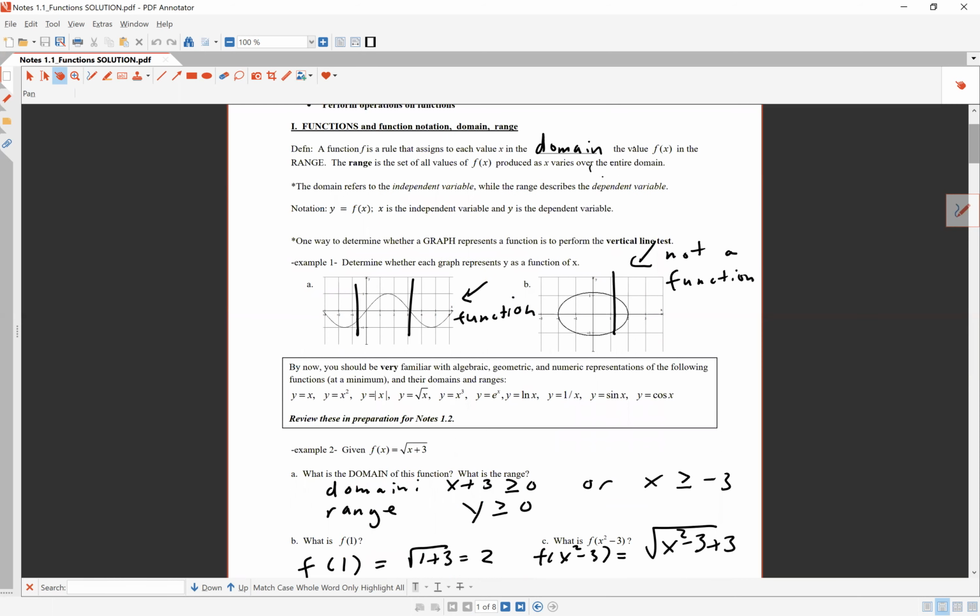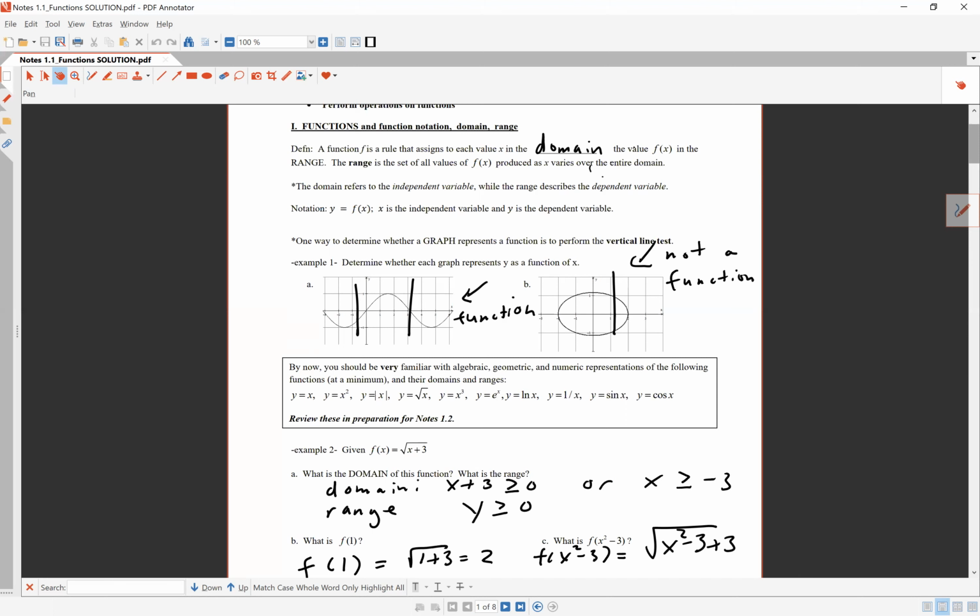And here are some famous functions. y equals x is a line. y equals x squared is a parabola. You're probably familiar with these, but I would definitely review the graphs of these. You can talk to me if you need some help, or use your graphing calculator, or go online and use a graphing application. We know 1 over x is a hyperbola. And then we have the famous trig functions, which we'll be dealing with a lot in this course.